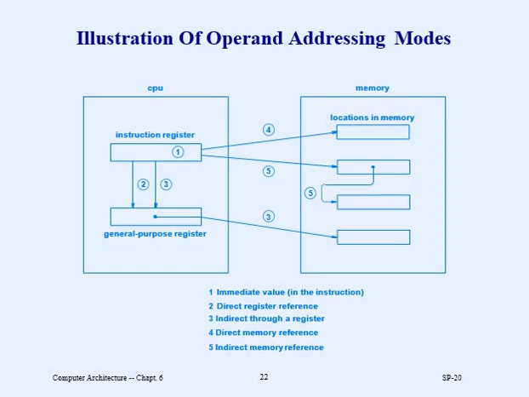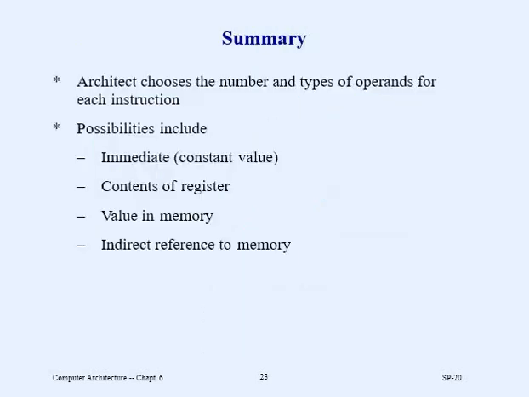All of that information has been documented in pictorial form, in the form of a picture, which is telling everything. The arrowheads and the numbering on the arrowheads tell which step will be taken first, and then how it will proceed. So we have reached the summary of this chapter, and in the summary we looked at how the architect chooses the numbers and types of operands for each instruction.